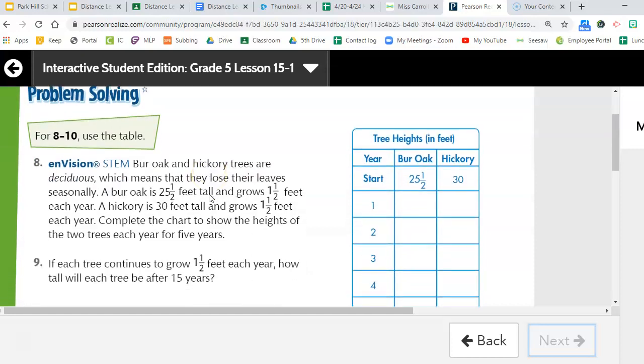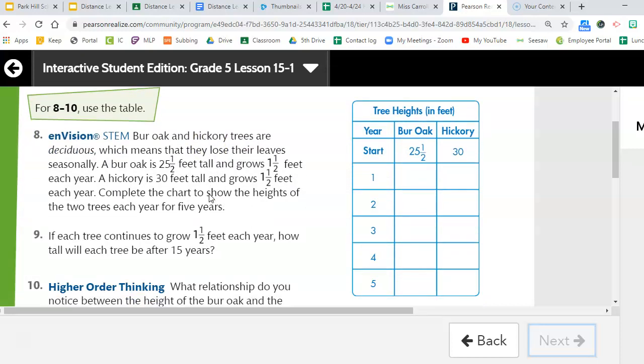Okay. Bur oak and hickory trees are deciduous, which means they lose their leaves seasonally. A bur oak is 25.5 feet tall and grows 1.5 feet each year. A hickory is 30 feet tall and also grows 1.5 feet each year. Complete the chart. Okay, so when you're adding 1.5, I like to add 1 at first. So 25.5 plus 1 is 26.5.